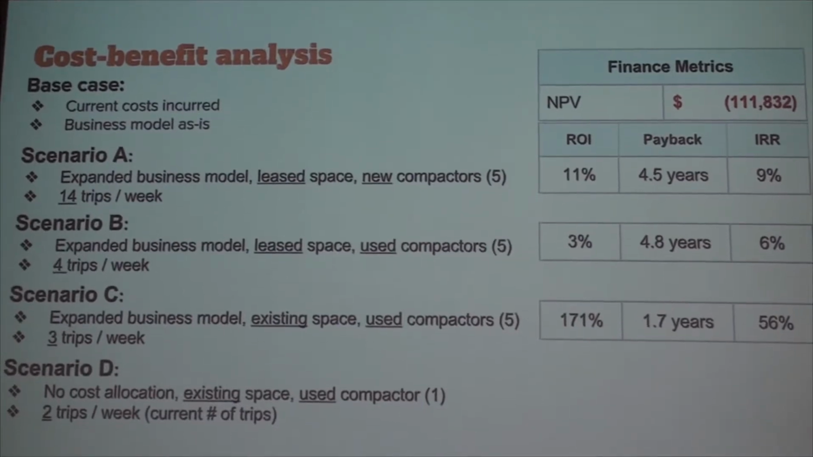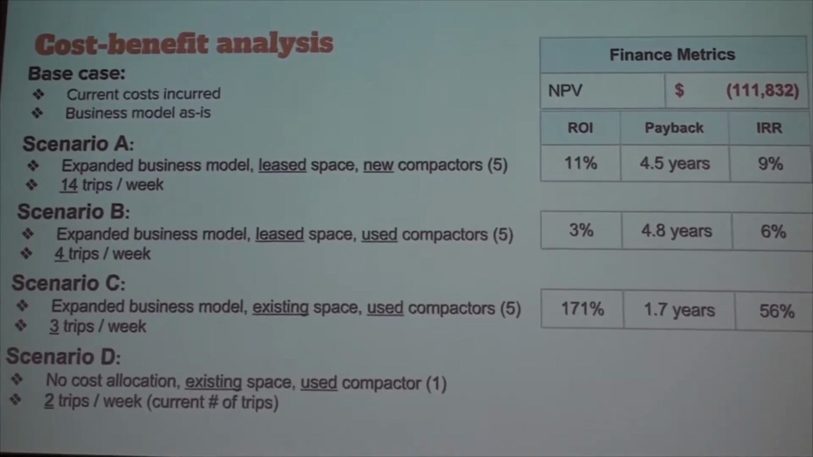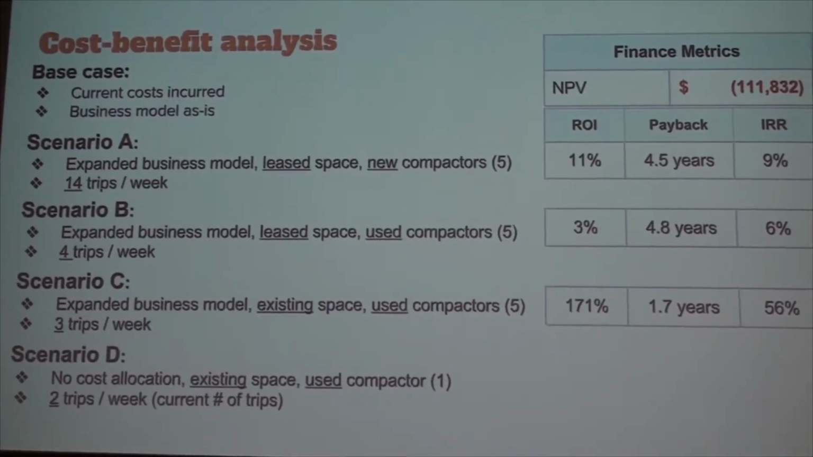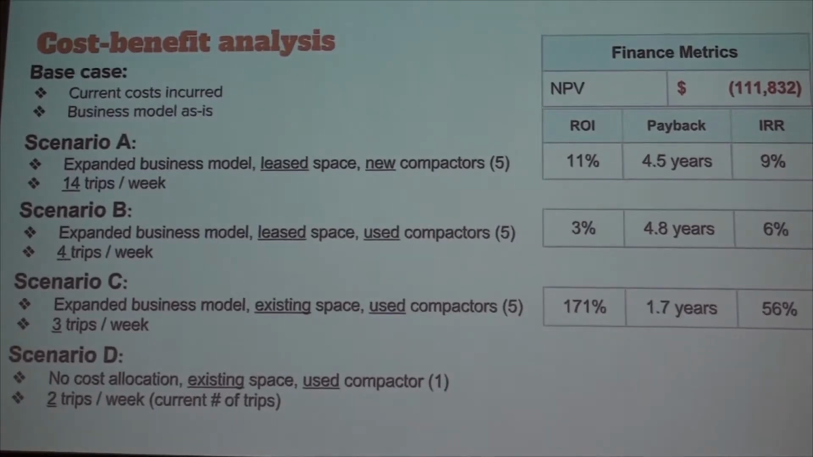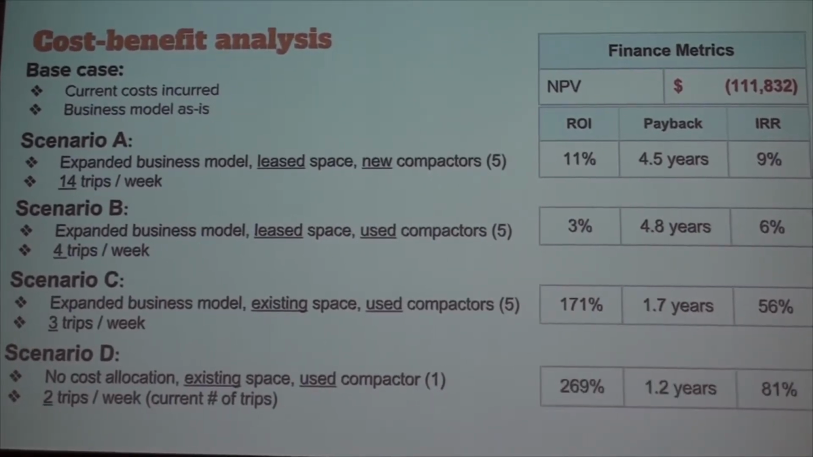Scenario D involved no cost allocation. We also used the existing space, but we only used 1 compactor. And this would agree with the current amount of trips that Compost Crusader takes to the drop-off location.